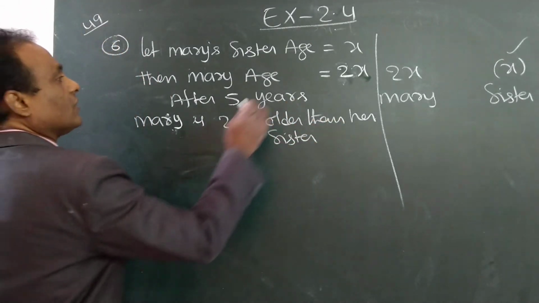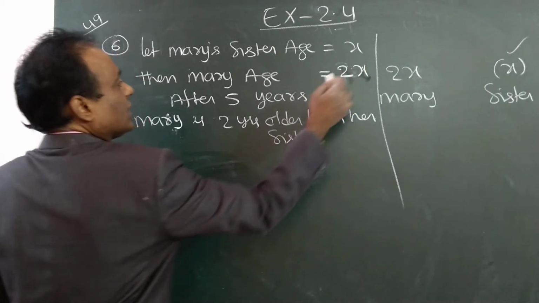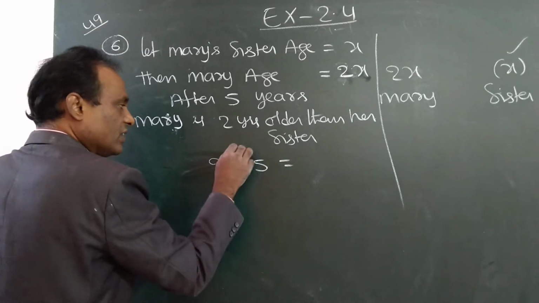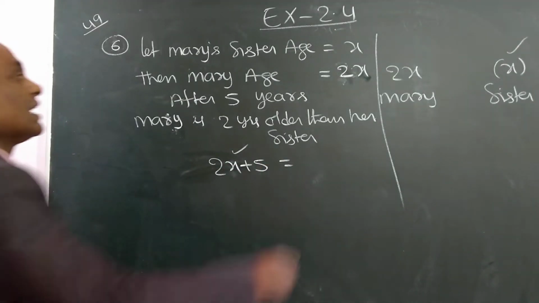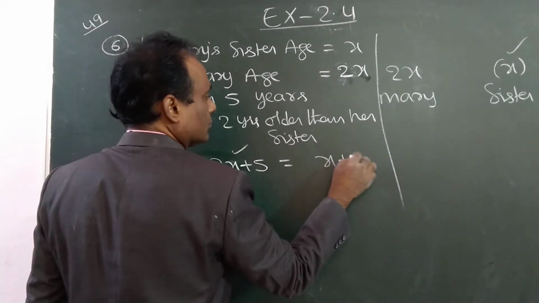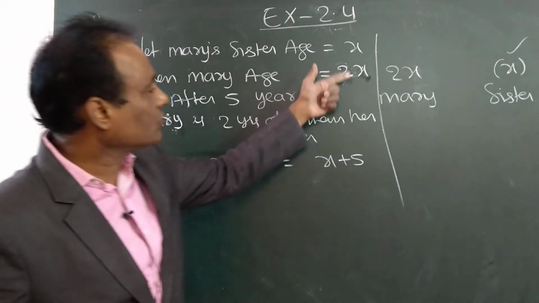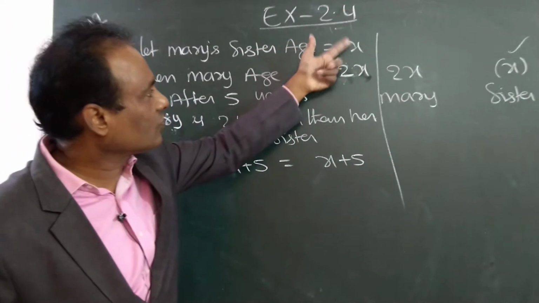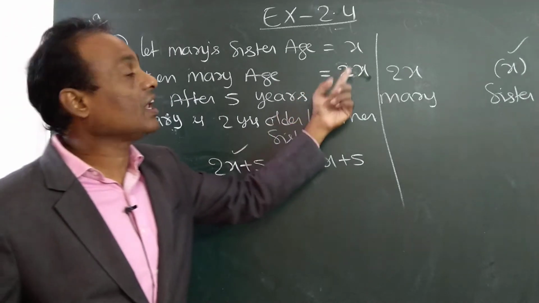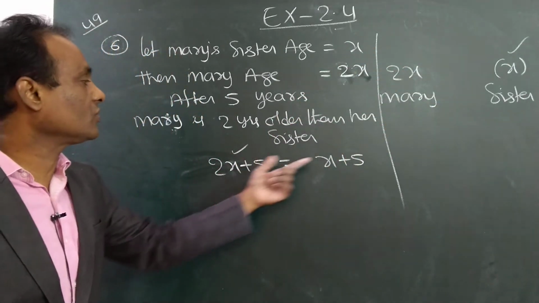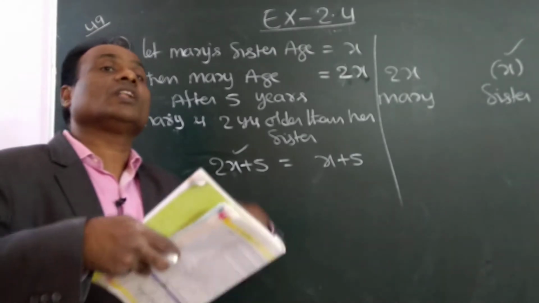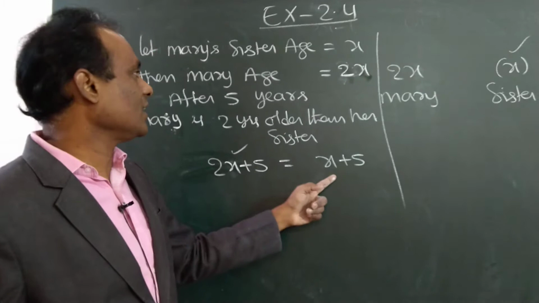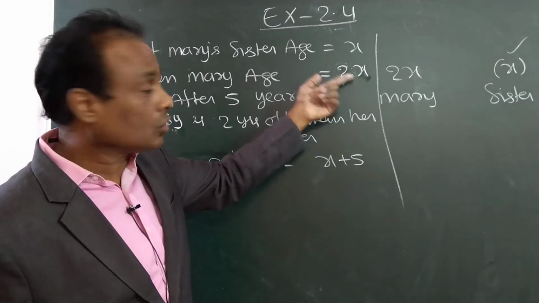So Mary's age is 2x plus 5, and her sister's age will be x plus 5, because both ages increase by 5. Present ages are like this, this will increase by 5, this will also increase by 5. Presently x years, so x plus 5. Mary is 2x, 2x plus 5.